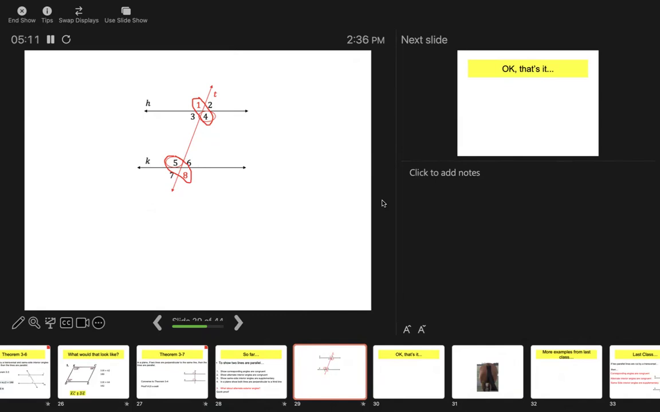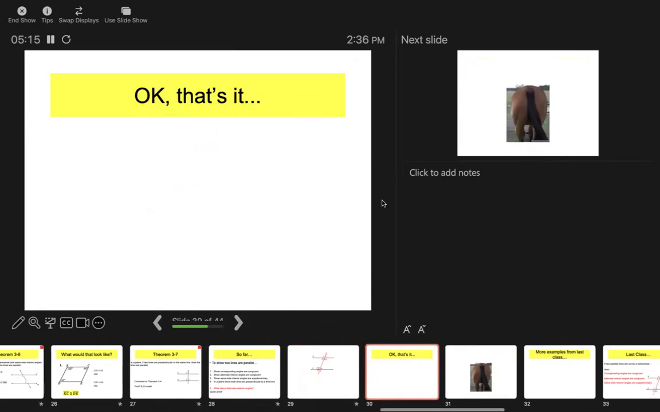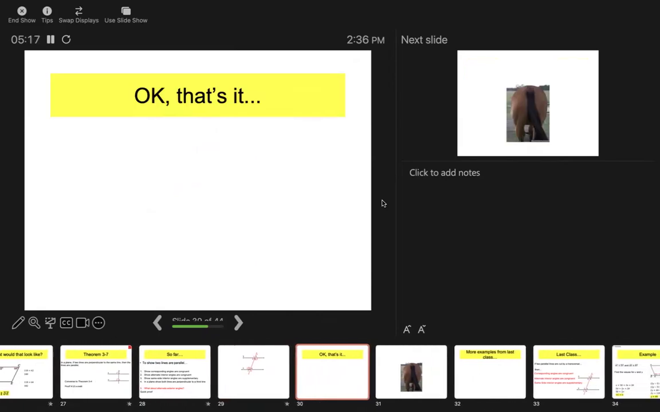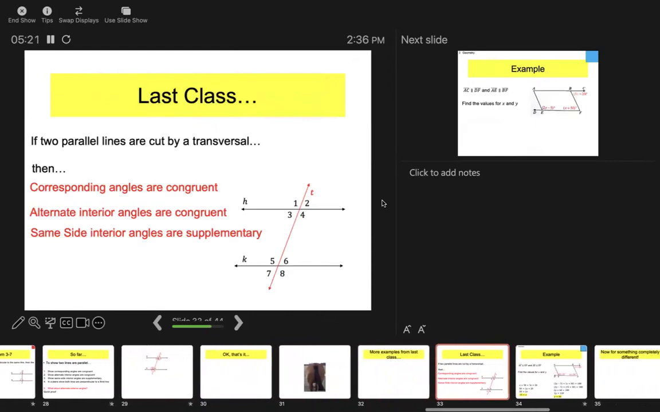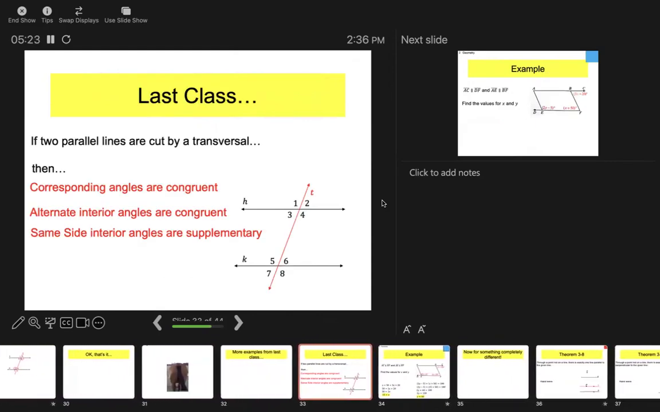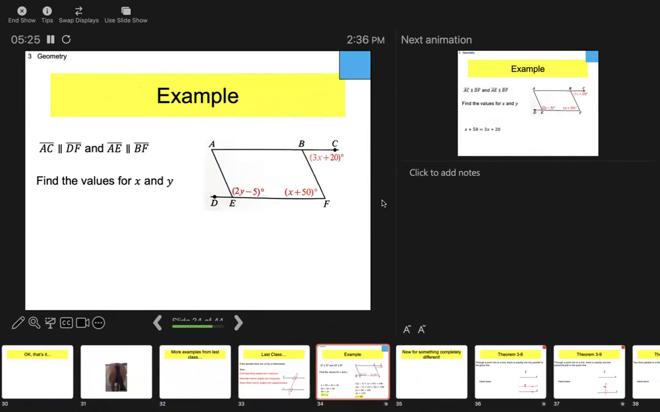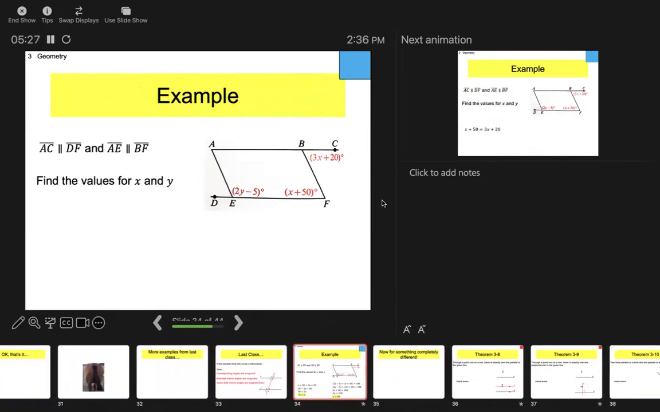Turns out you can prove that alternate or same side exterior angles are supplementary as well. I'll let you do that one all by yourself. Okay, that's it. But, right, some examples. Remember, these are the three main ones that we had. There's that fourth one. This one causes students some problems at times. I'll show you this one.